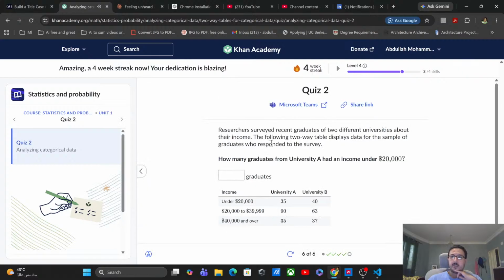Okay, researchers surveyed recent graduates. How many graduates from University A had an income under $20,000? University A, 35.